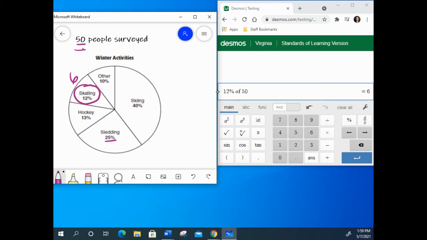All right, so anytime you are given percentages and you're asked to find how many people like this section or how many items are for this section, the only thing you have to do is take your percentage and figure out what the number is of that. So you would take your 12% of 50, or if it was skiing, you would do 40% of 50, put it in your Desmos, and then it will give you your answer.